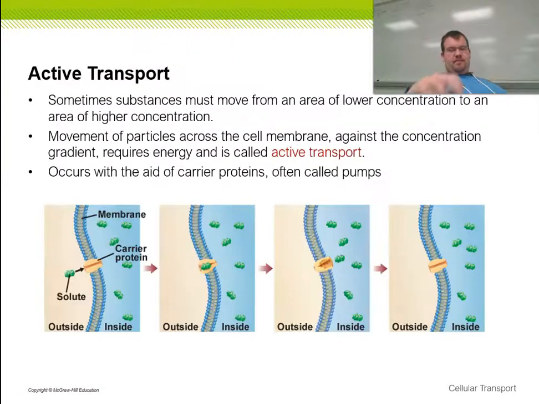I just said it. So let's move from passive transport and start talking about active transport. Now, active transport is the opposite of passive. Active transport takes energy. This is how I keep it in my mind: active, activity. If I'm doing an activity, it takes energy. Okay?